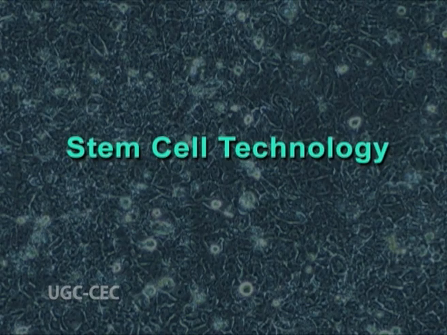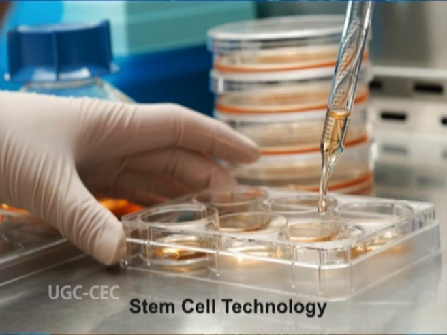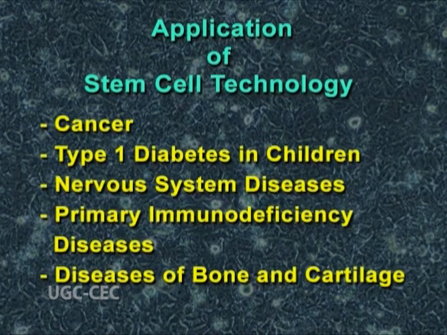Stem cell technology. Stem cell technology has huge scope in research as well as healthcare. Millions of people globally are affected by chronic, degenerative and acute diseases. Development of stem cell culturing has opened new hopes for finding treatment for diseases which have no cure as of now. Major diseases like cancer, type 1 diabetes in children, nervous system diseases, primary immunodeficiency diseases, and diseases of bone and cartilage are being dealt with. Cell transplantation has been successful in the treatment of extensive burns also.